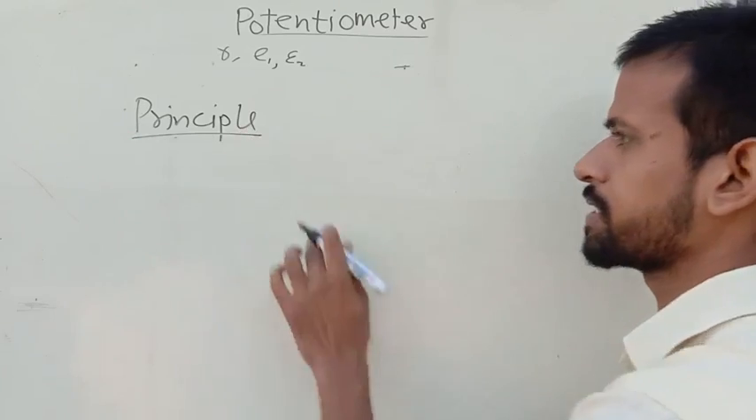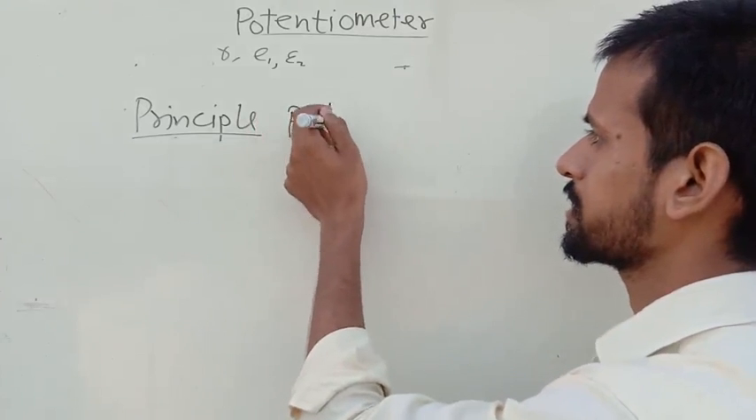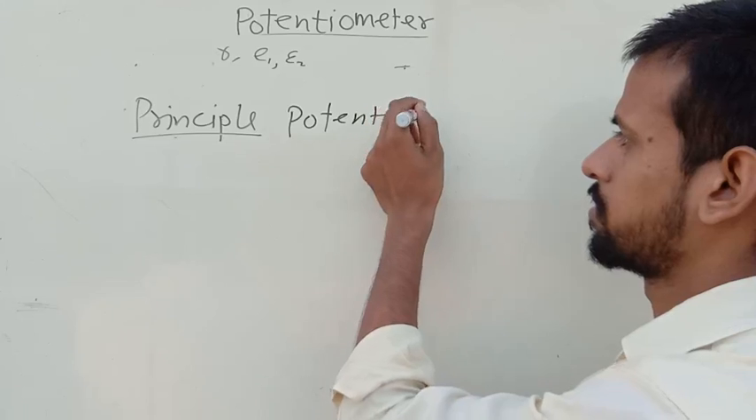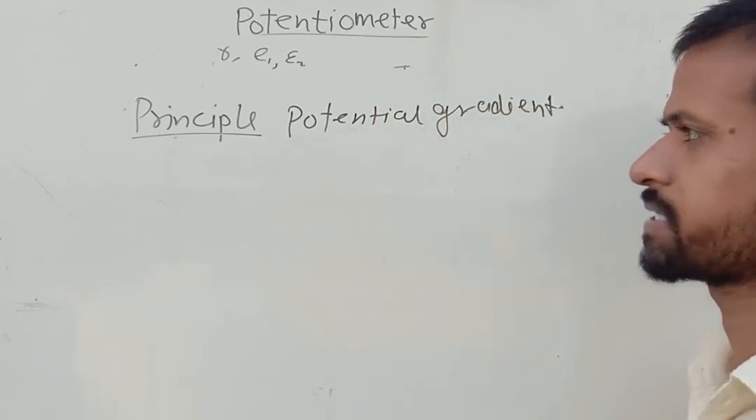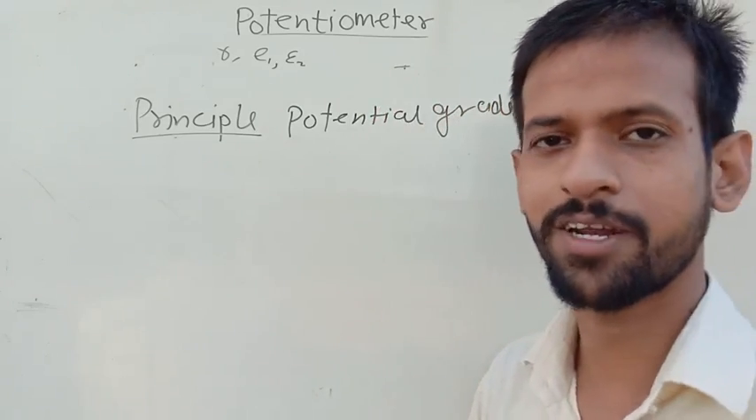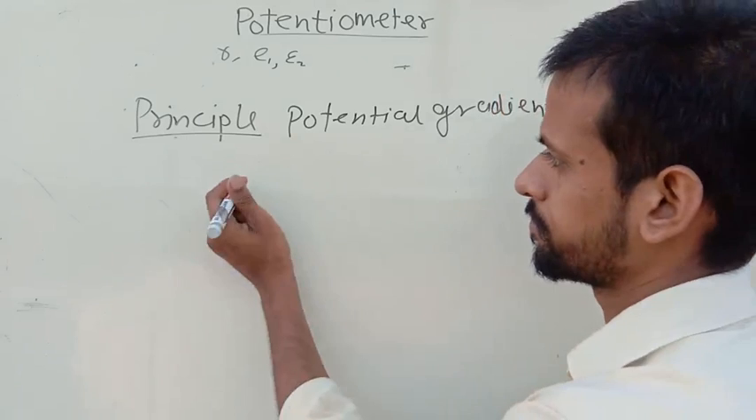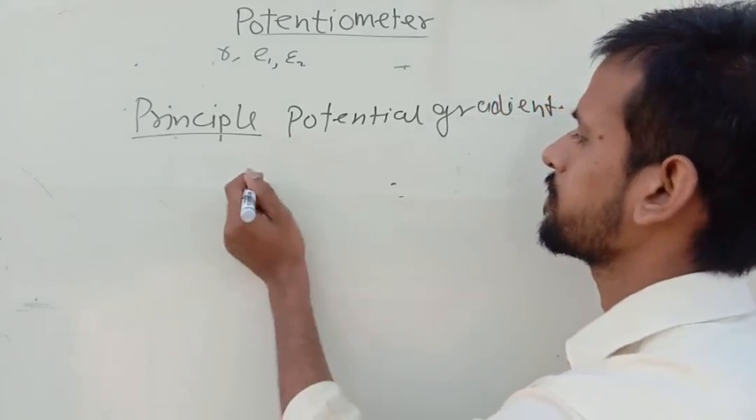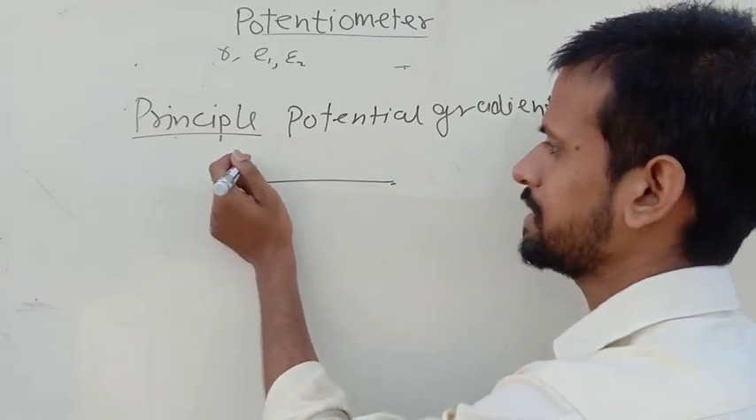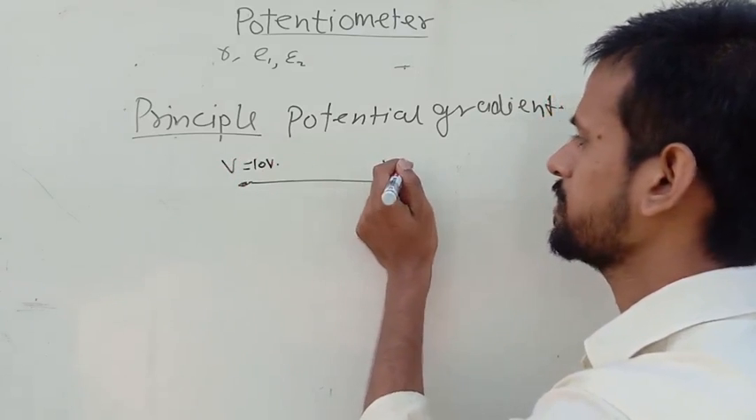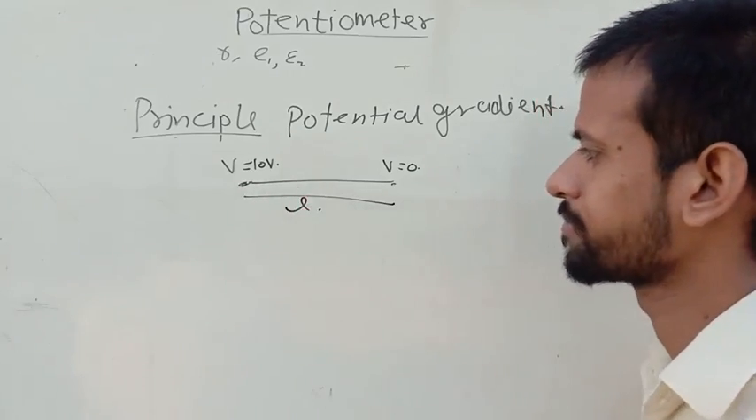Now, principle of potentiometer. It works on the principle of potential gradient. What is potential gradient? It is similar to the velocity gradient, the velocity per unit length. So for example, this is a wire, and here V is equal to 10 volt, and here V is equal to 0. Now this length is L.